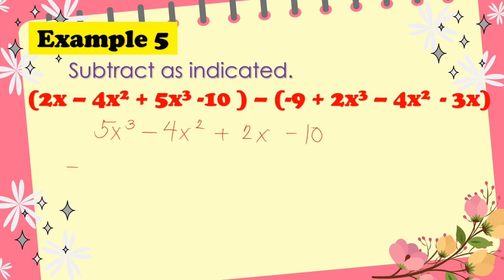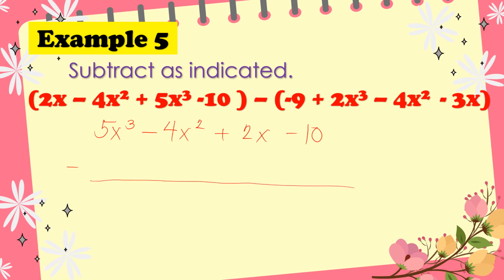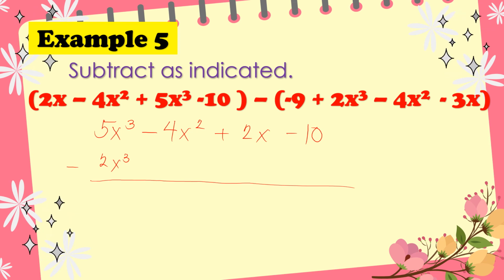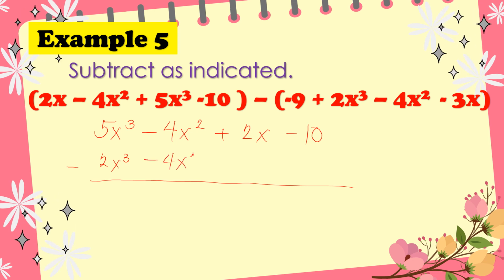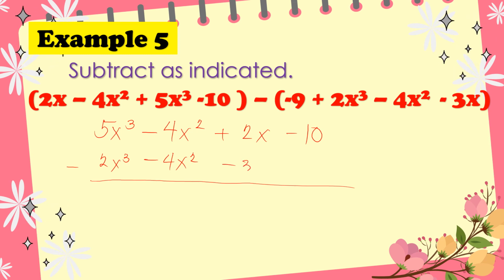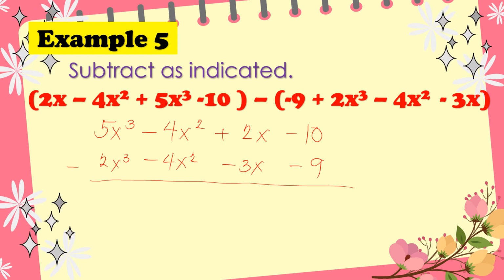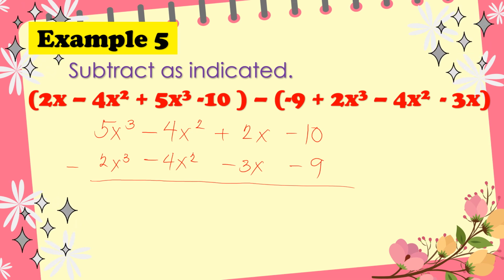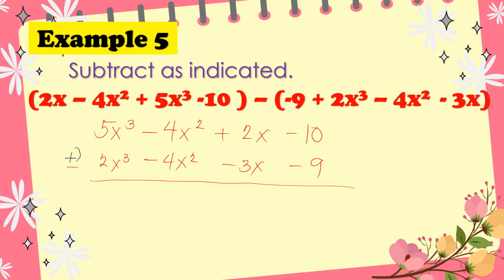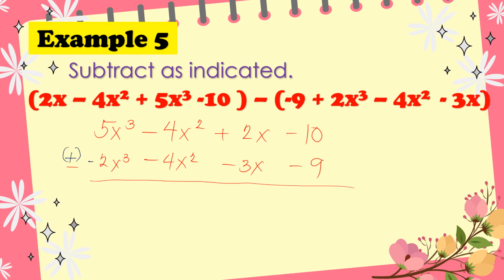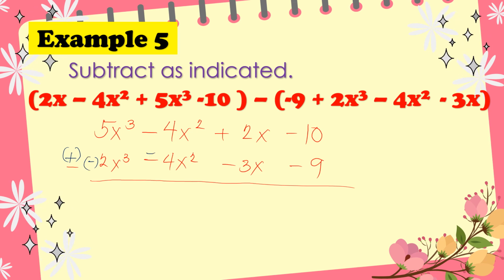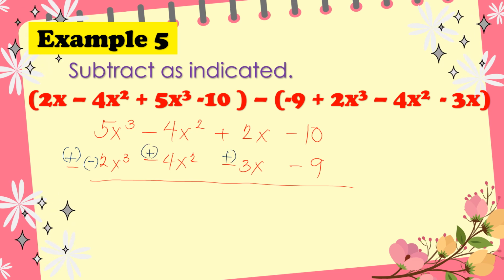So, minus, hanapin natin yung mga similar sa kanila. So, asan yung may cube? That would give us 2x cubed. And then yung may squared, negative 4x squared. And then, we have negative 3x. And yung isa is negative 9. So, tatandaan natin ha, pag nagsasubtract tayo, add the opposite. So, minus nagiging plus. And then, yung subtrahend, papalitan lahat ng sign. Positive nagiging negative. Negative magiging positive. So, pwede na tayong mag-solve.